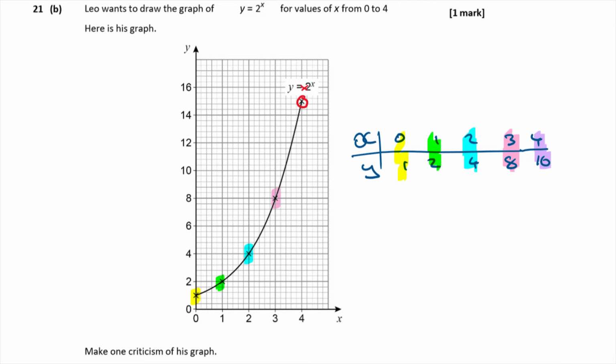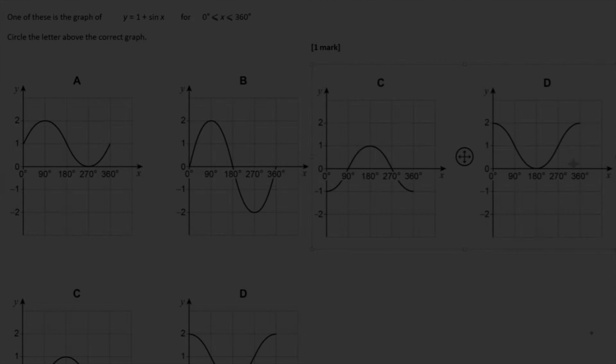I'm going to say point 4, 16 plotted incorrectly. That is my criticism. Question 22.